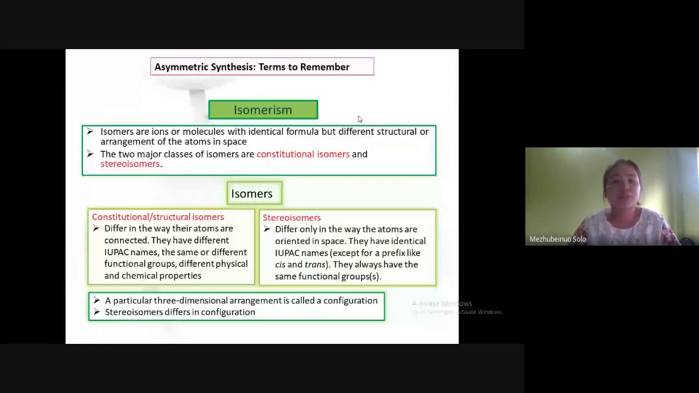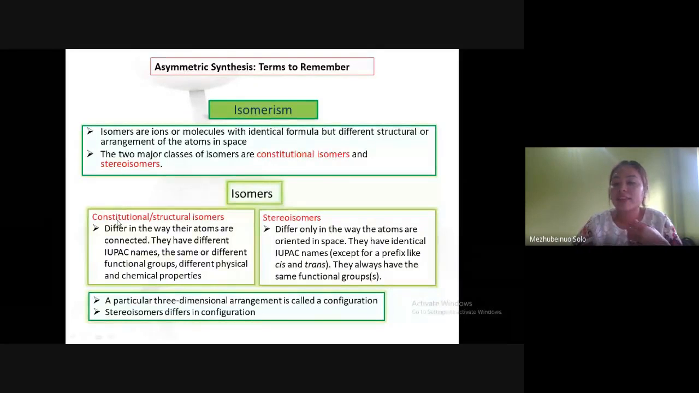These are just some basic terms to remember. I will start with isomers. Isomers are ions or molecules with identical formula, but different structure or arrangement of atoms in space. We have two major classes of isomers. The first one is constitutional or structural isomers, which differ in the way the atoms are connected. That is, they have a different structure, and they have different IUPAC names, with the same or different functional groups and different physical and chemical properties. IUPAC names are the names of organic compounds as recommended by the International Union of Pure and Applied Chemistry.